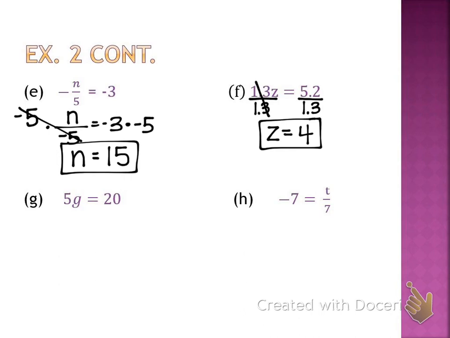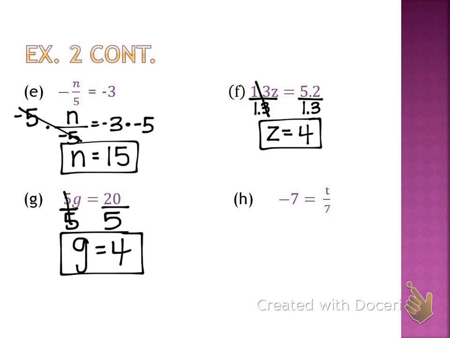Okay, now I want you to take a minute and work G and H with your partner. All right, Amy, tell me what you did on letter G. Divided both sides by 5. Good. I'm trying to isolate G, so I've got to divide both sides by 5. So what does G equal? 4. Good. How many of you got G equals 4 on letter G?